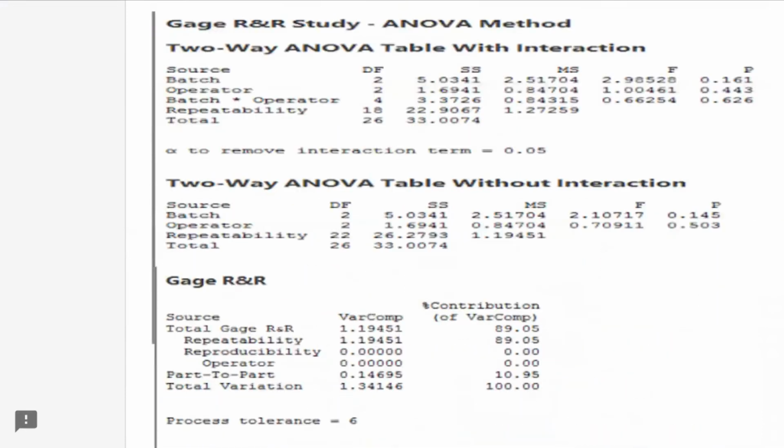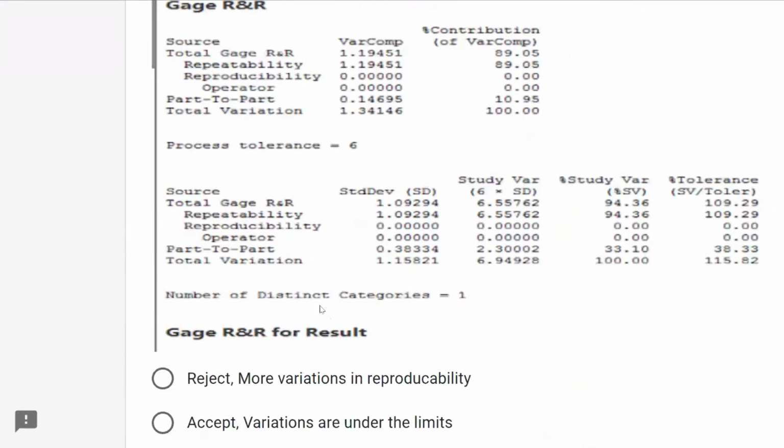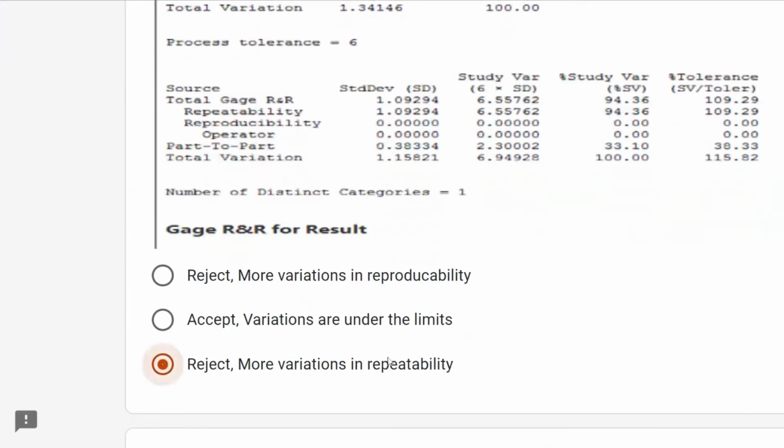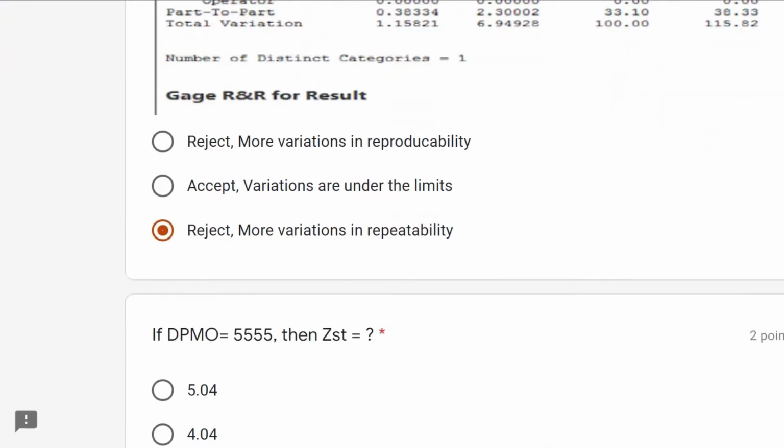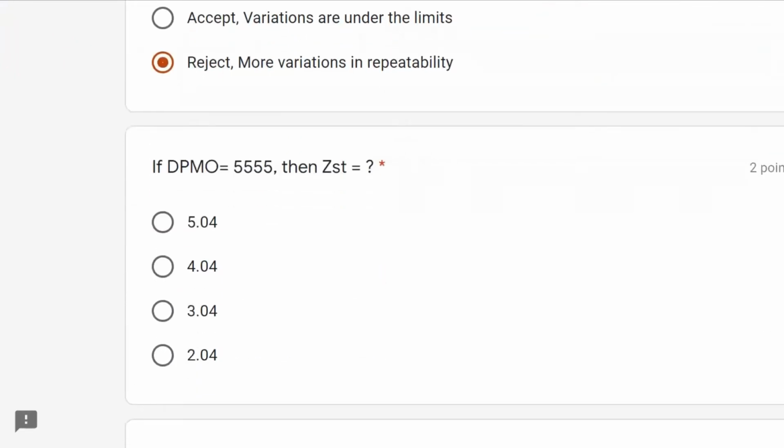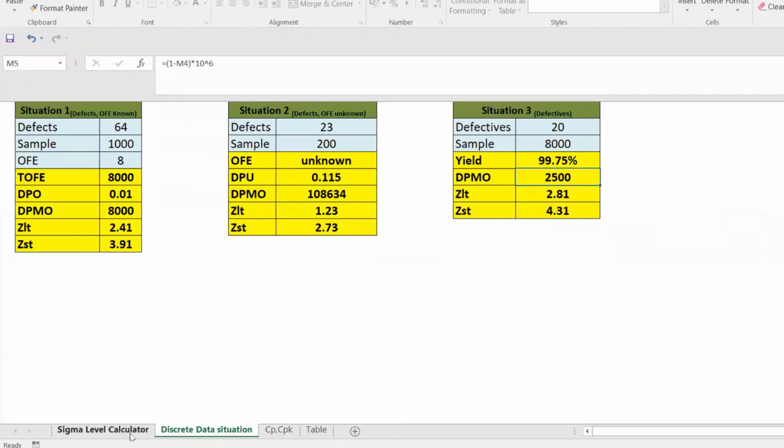MSA GRR result is as follows. It has given an NDC value, number of distinct categories, of 1. If it is so, we have to reject it because there is more variation, and we need to see where the variation is. You can see here repeatability has more variation. Okay, and let's go to the next question. If DPMO equals 5,555, then what is the ZST, short-term performance, also called sigma? So you just need to fill in this value.